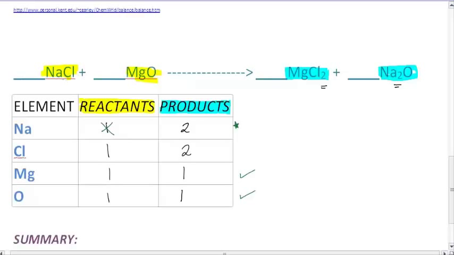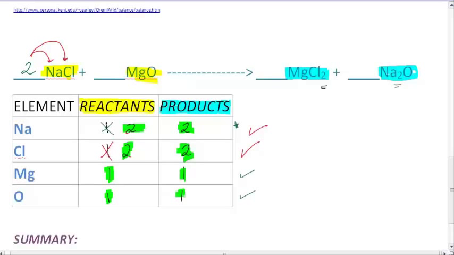Now I can't change the molecule. That means I can't add little numbers, because that means it's a whole different compound. All I can do is add a coefficient. So let me try putting a 2 in front of NaCl. Well, that gives me 2 sodiums, which makes everything good. And it also gives me 2 chlorine atoms, and that means everything is good too. Now if I go through 2 and 2, 2 and 2, 1 and 1, 1 and 1.